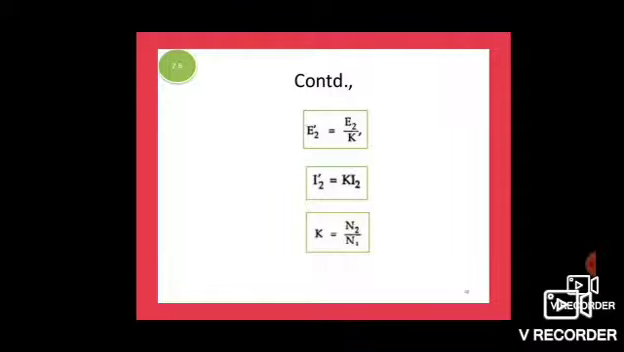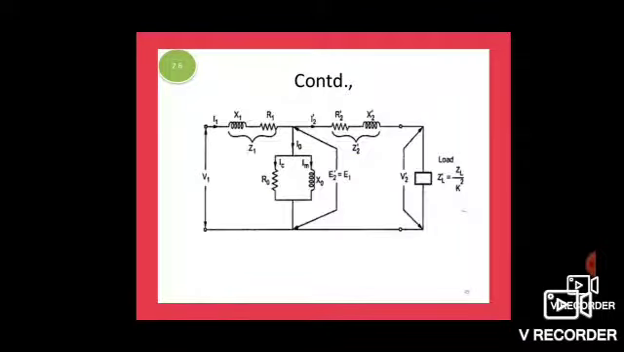E2 dash equal to E2 by K. I2 dash equal to K I2. K equal to N2 divided by N1, that is the turns ratio. Now the equivalent circuit is transferred from secondary to the primary.